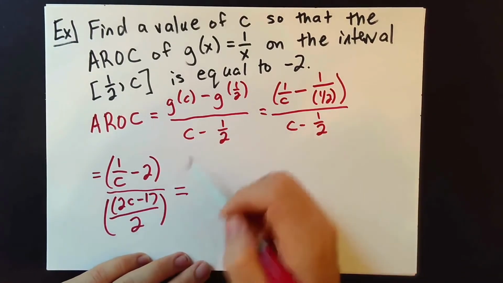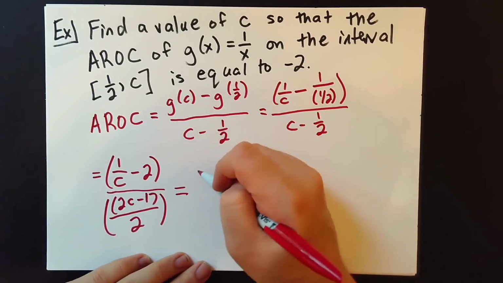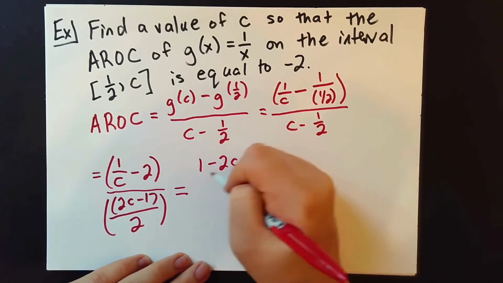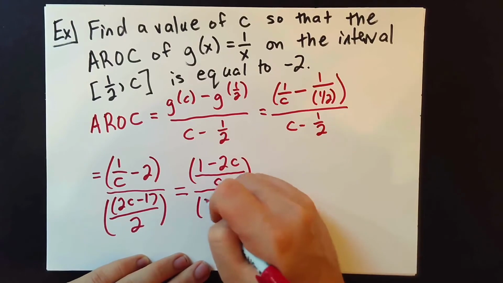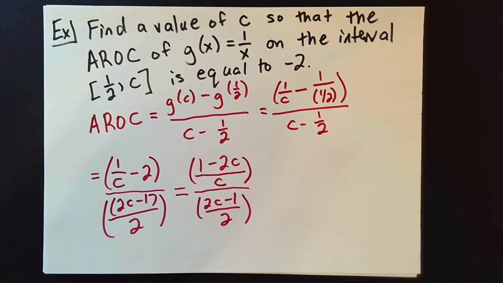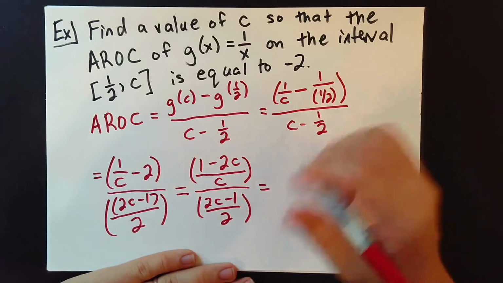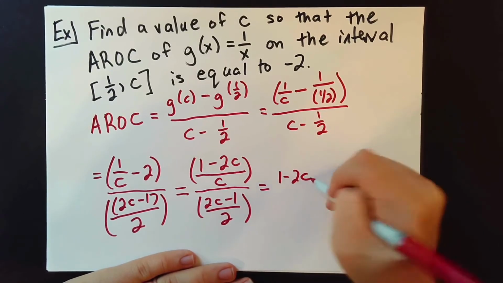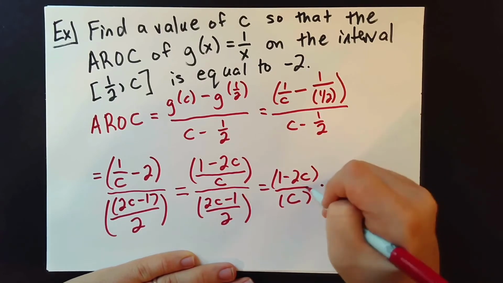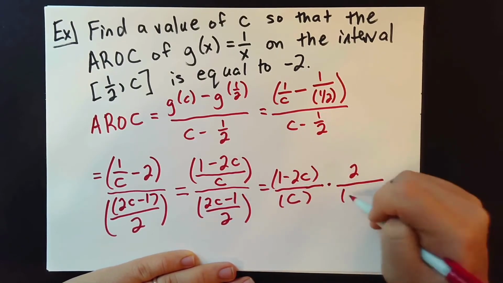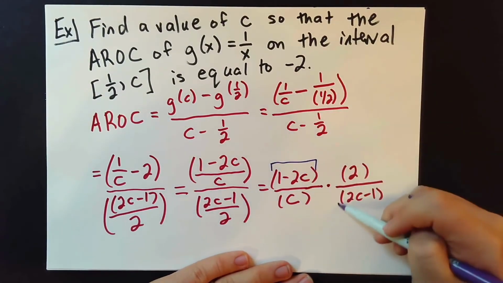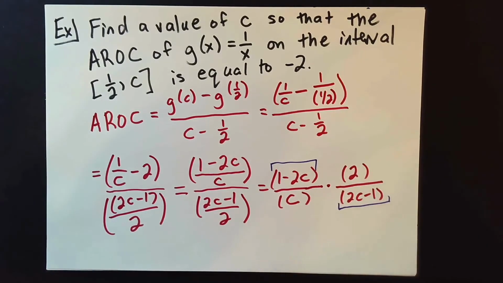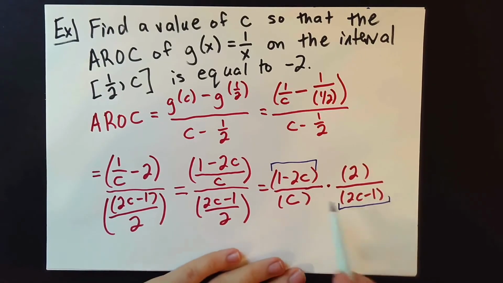I'll now put the numerator also over a common denominator. So that will be 1 minus 2c over c. Okay, and now I have fractions on top of fractions, so I can clear that by multiplying by the reciprocal. And now I should notice, hey, 1 minus 2c and 2c minus 1 are almost the same thing. The only difference is that they've been flipped.